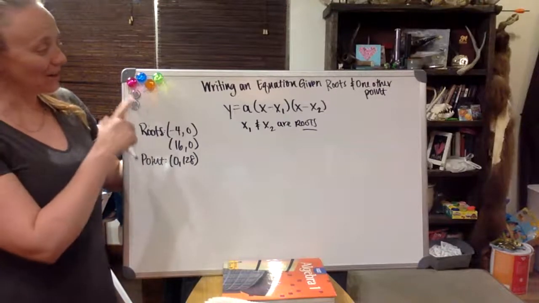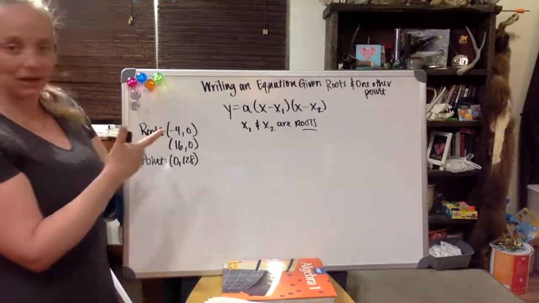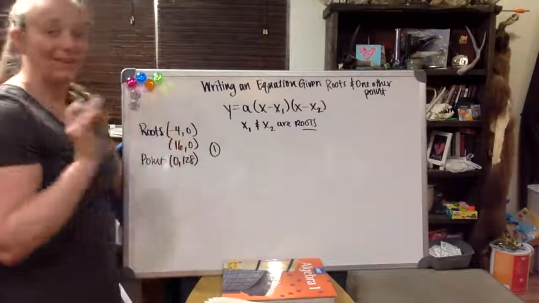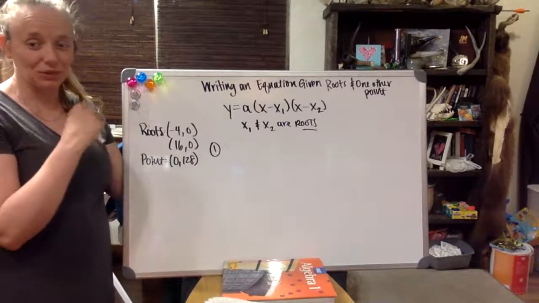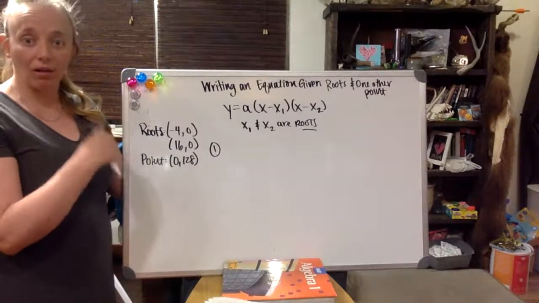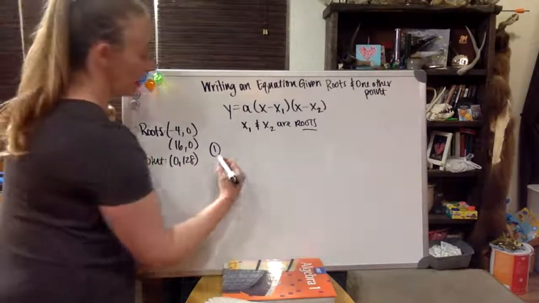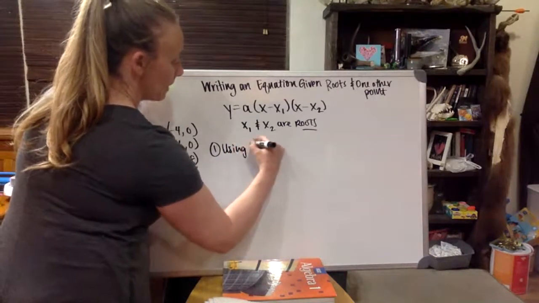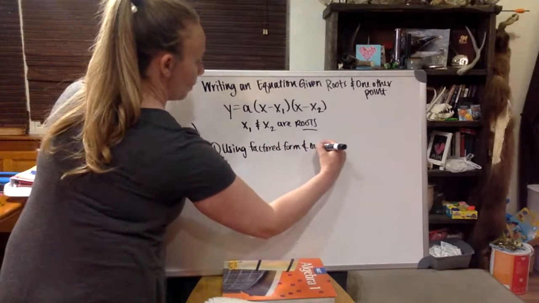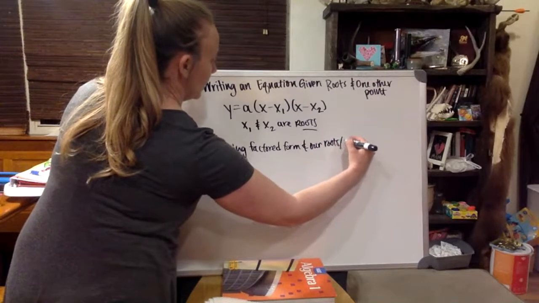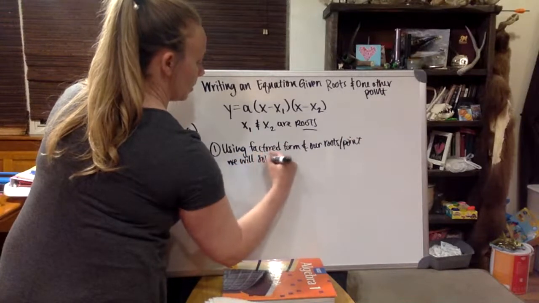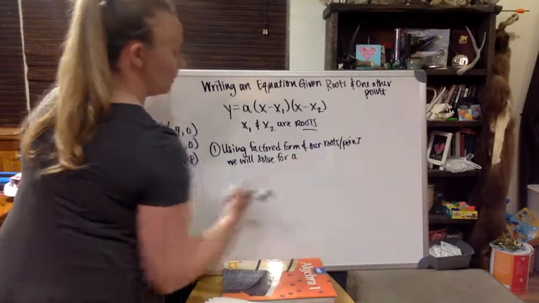All right, so we're now going to use this equation and this information to create another equation. Here we go. Step 1. This is only a 3-step situation, by the way. Using factored form, we are going to plug in all of our values that we have, and we're going to solve for A. So, using factored form, and our roots and point, we will solve for A.